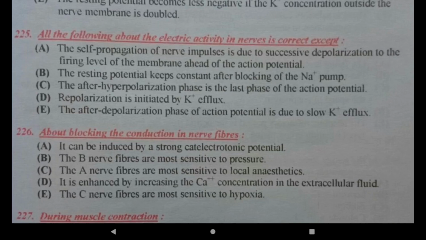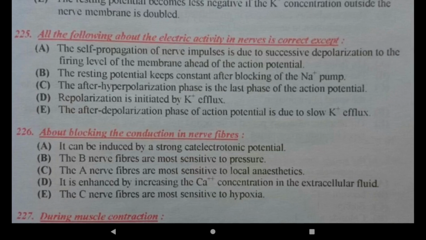We are choosing: the following about electric activity in nerves is correct except, so we're looking for the wrong answer. Our wrong answer is B. The resting potential keeps constant after blocking the sodium potassium pump. We know the sodium potassium pump is very important when it comes to establishment of the resting membrane potential. So if you block it, the resting membrane potential will be established, but it will be different. The others are correct alternatives.